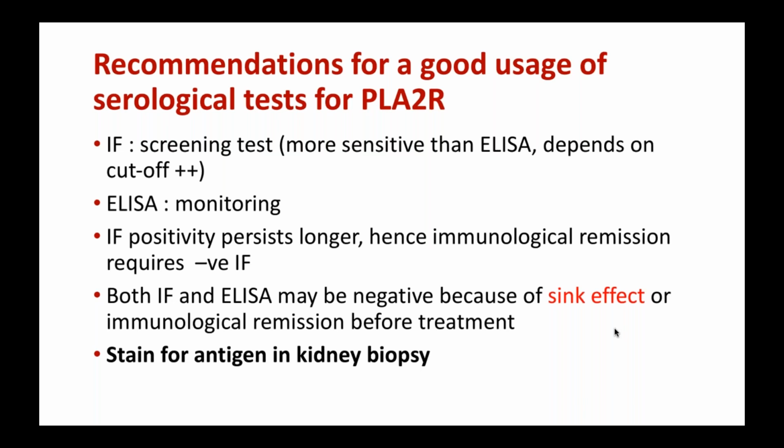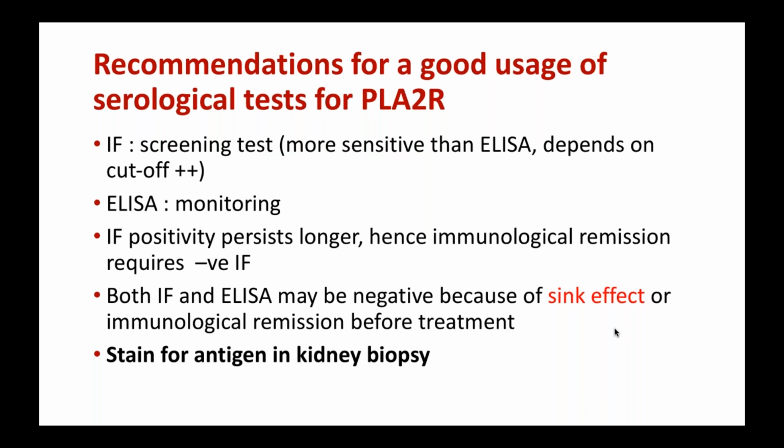So, what is a sink? A sink is something in which if you throw some water or some liquid, it just disappears down the drain. So, what it means is that the kidney is acting in this situation like a sink. Say, for example, normally you expect the anti-phospholipase A2 receptor antibody to be present in circulation, but it may happen in some instances that all the antibody which is present in circulation actually goes and binds with the kidney, and so all the antibody is used up and you do not find any antibody in circulation. So in this situation, the circulating antibody may be falsely negative because the kidney is acting as a sink.